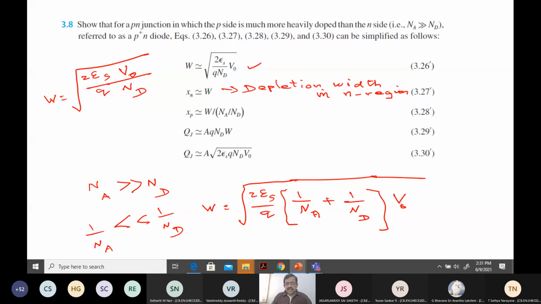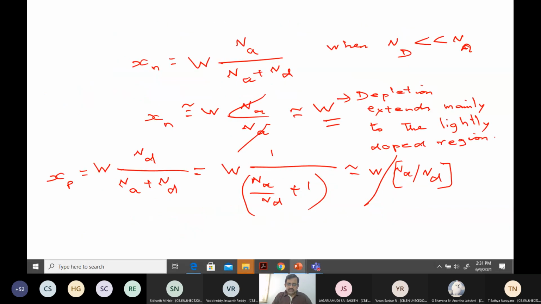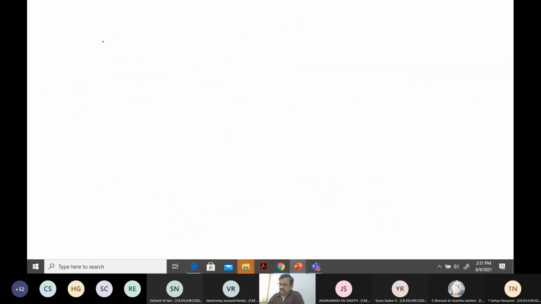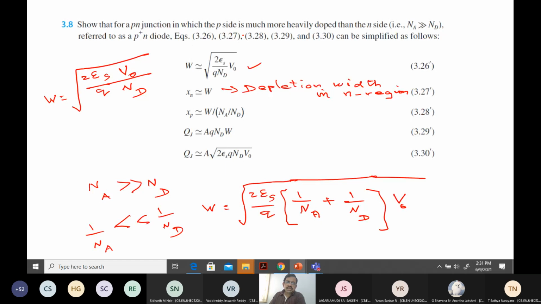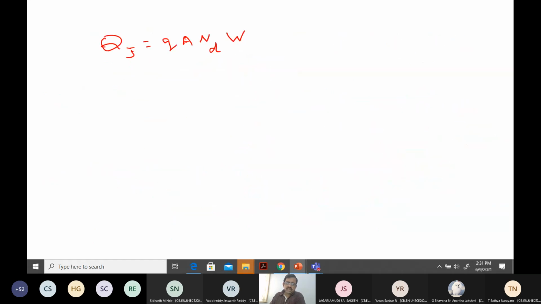Correct? Then next question, Qj equal to A q Nd W. So how do I get this? We have to prove Qj, that is the charge of the junction, is q, small q, A, Nd, W, I think. Let us check it. Yeah, so we have to prove this. So how do I do this?